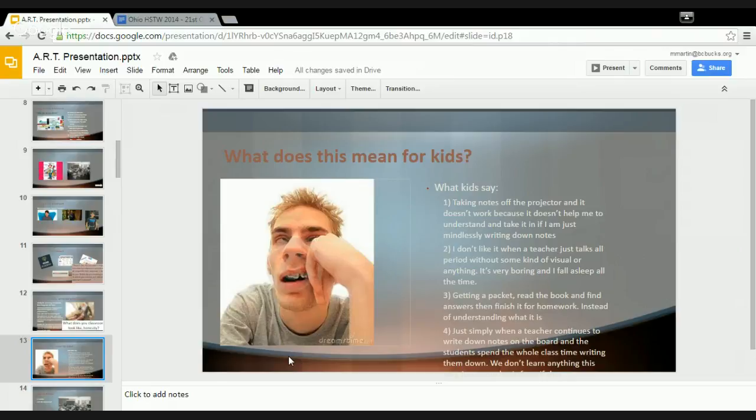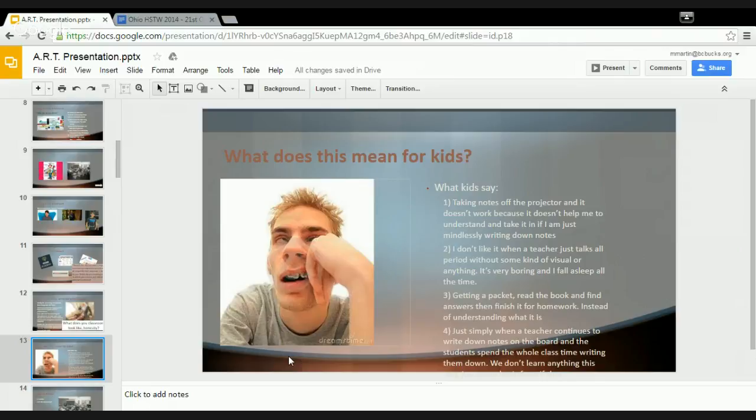The second quote I pulled: I don't like it when a teacher just talks all period without some kind of visual or anything. It's just boring. They fall asleep. Our students are consumed by media. They're used to seeing visuals all the time. It's a part of who they are. Whether we like it or not, it's who they are. So we need to create an environment that's organic to their lives.